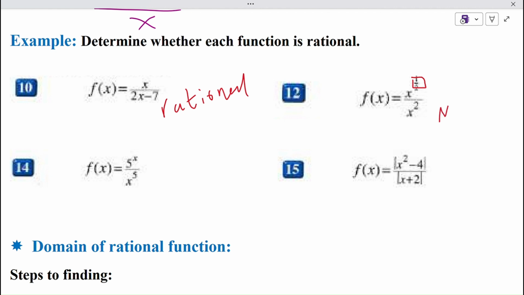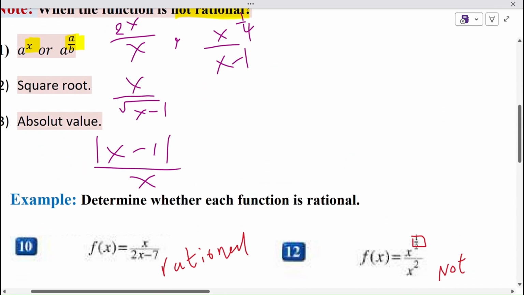Question number 14. Again, here we have an exponent with x. Look at here. Exponent with x, so this is not rational again. And this example is so clear. We have an absolute value, so this is not rational again. So you have to know all these points to determine whether the function is rational or not rational.